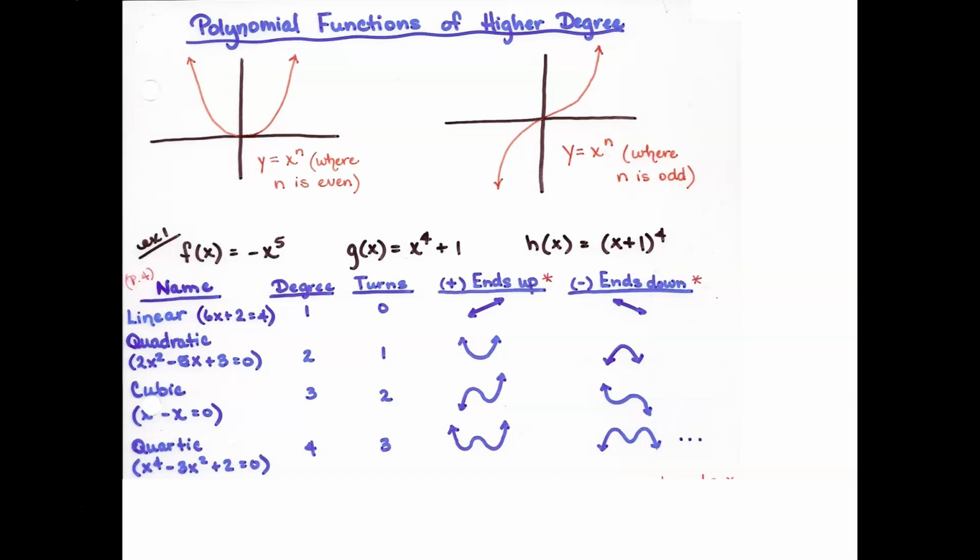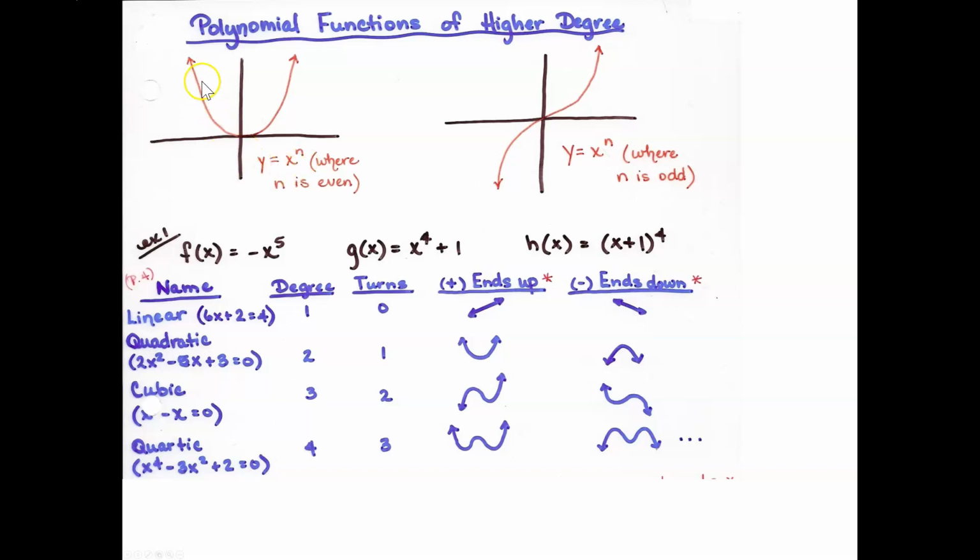All right, so we are looking at polynomial functions of higher degree. When we're talking about even and odd, a lot of times we think about how we categorize things as even, odd, neither. That's not what we're referring to here. What we're referring to here is if your exponent is even or odd, okay?